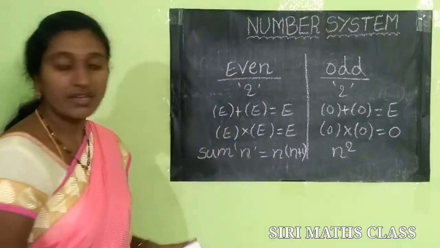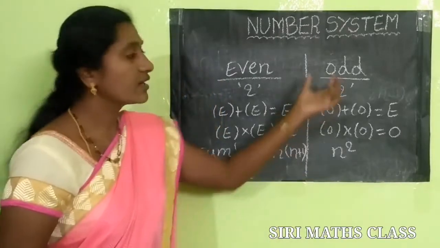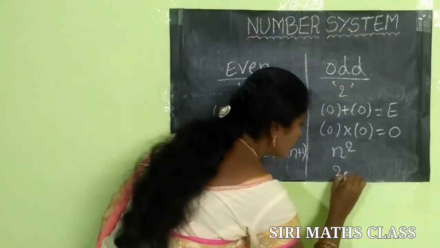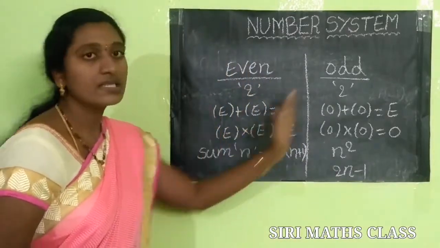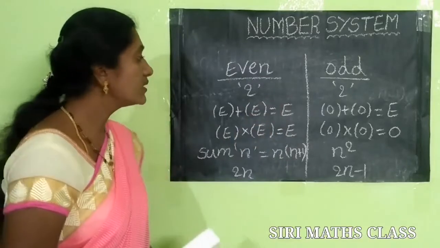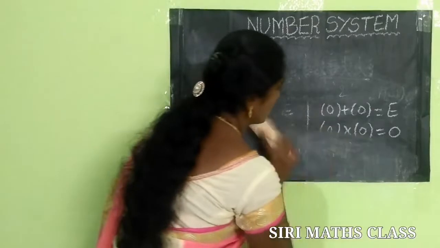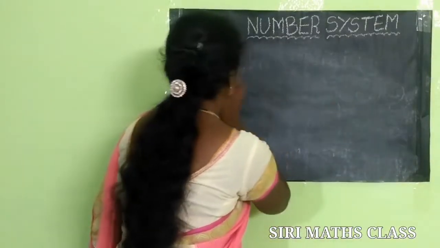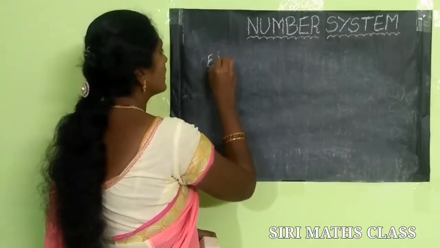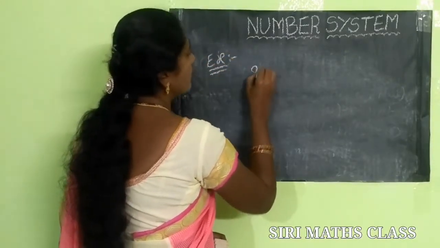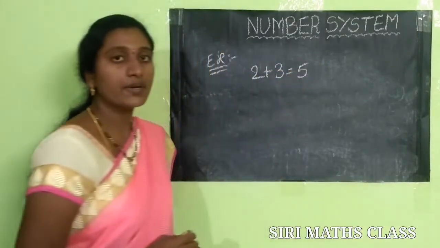The general form of even number is 2n and the general form of odd number is 2n minus 1. Please remember all these concepts of even numbers and odd numbers. The sum of one even number and one odd number is always an odd number only.